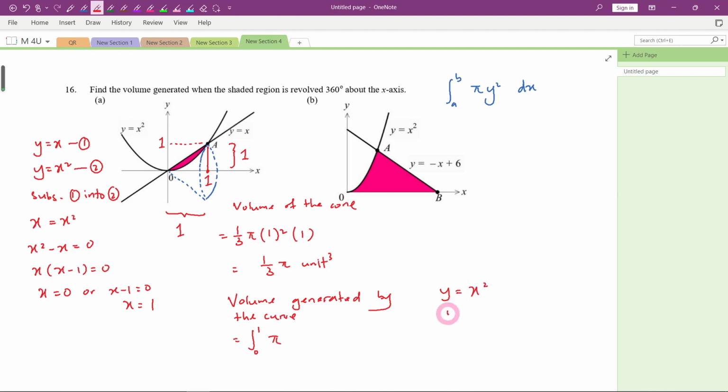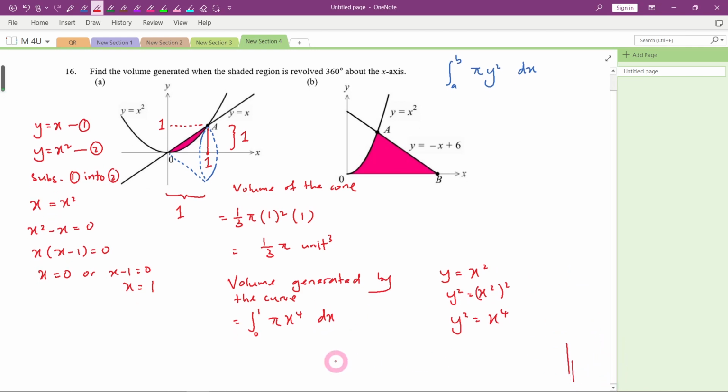Y is equal to x squared. So y squared is equal to x squared, squared again, which will give you, let me write this way, x power 4. Okay, so pi y squared, which is x power 4, dx.